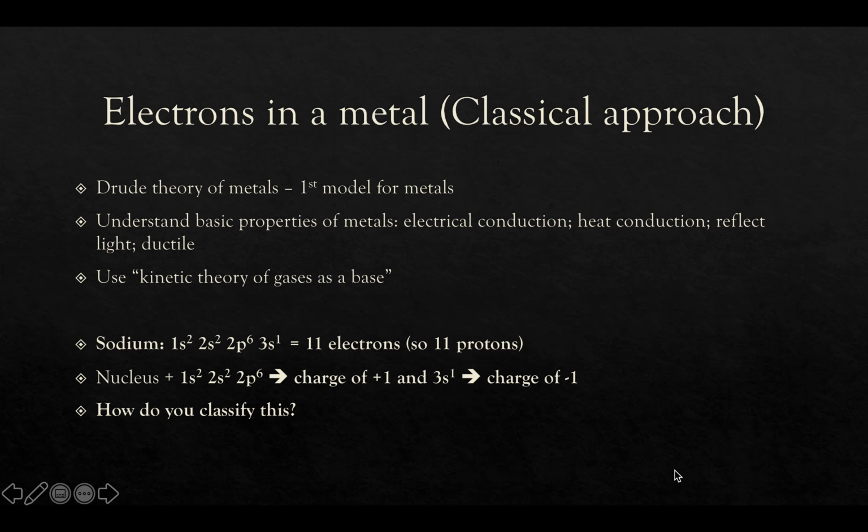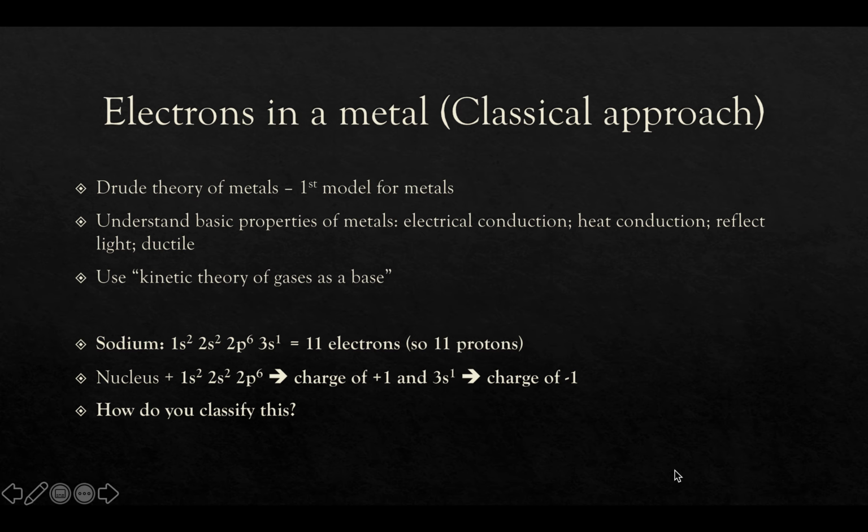So if I take the charge of the nucleus and add it with the charge of the first 10 electrons, I will get an effective charge of +1. The 3s1 is usually called the valence electron, and that is assumed to freely move around the metal, around the solid. And so that 3s1, obviously that one electron has a charge of -1. So this +1 and -1 is thought to be a modified atom. So that +1 will be the effective nucleus.